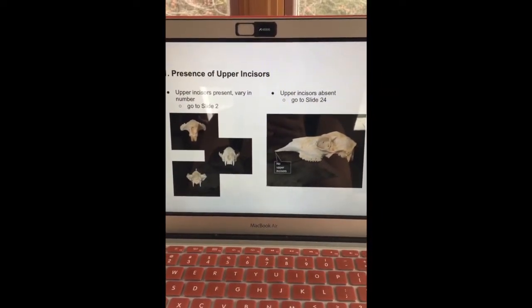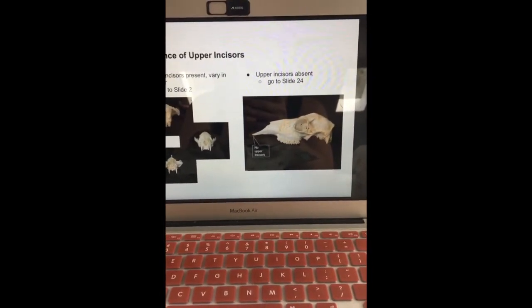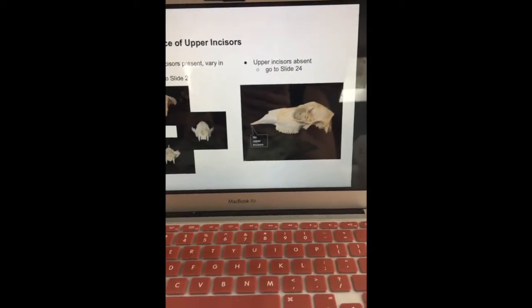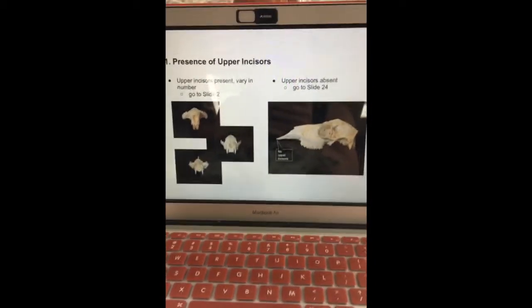It is called a dichotomous key because each number gives you two choices. Does the skull have one characteristic or does it have another? And then it will send you to different areas within the key and it will narrow down your search.